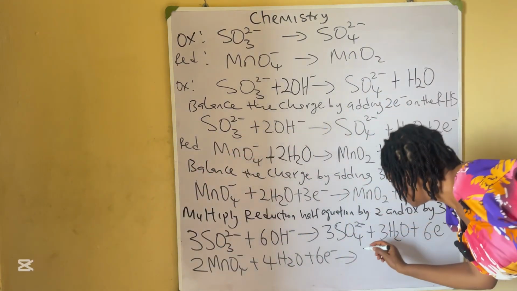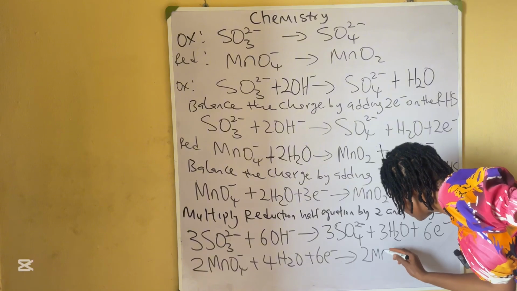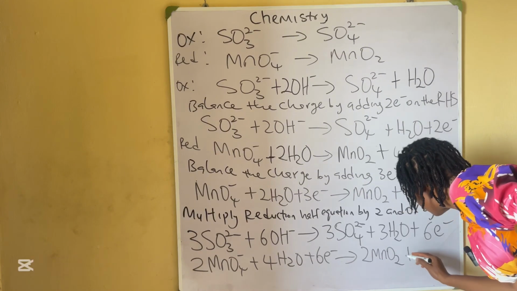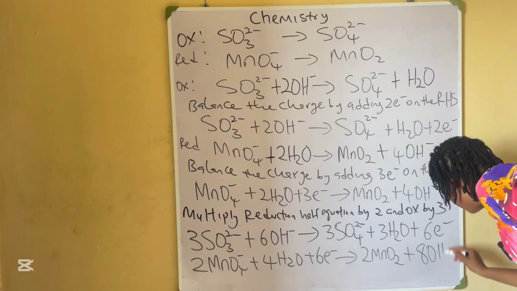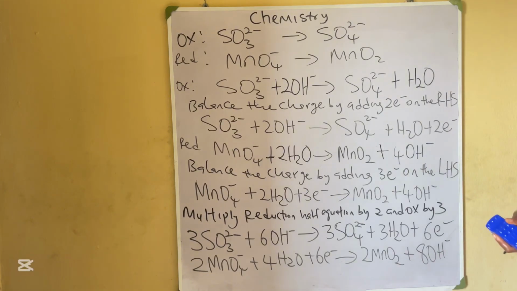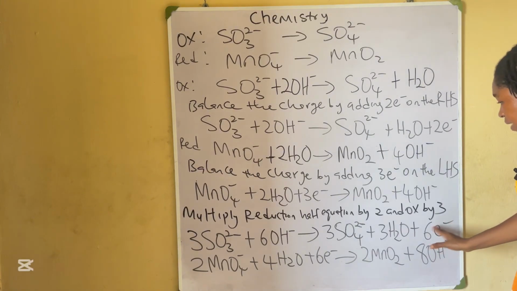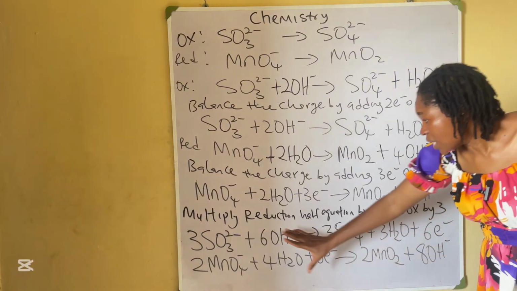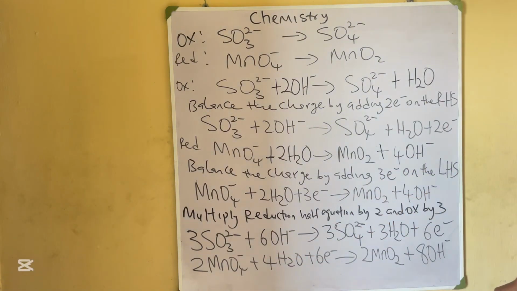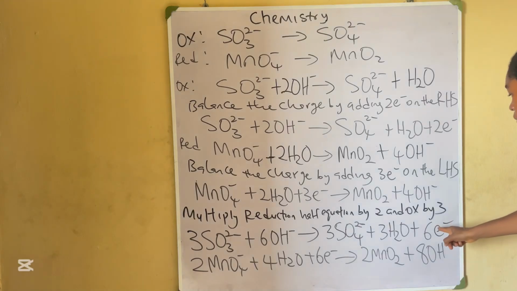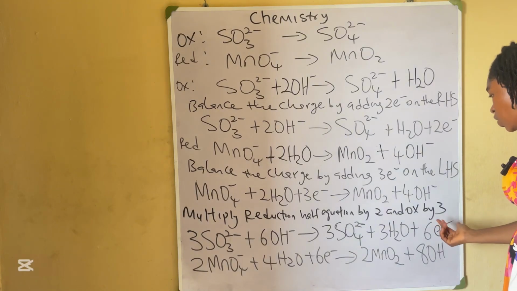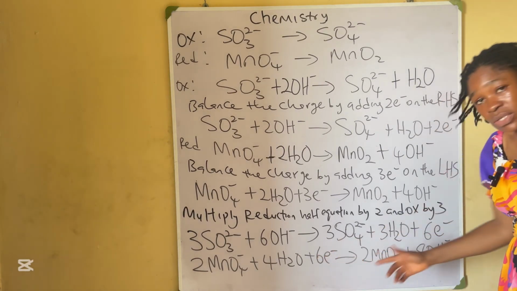So 2 times 4 is 8 OH minus. So as you can see, the electrons are the same. We're going to add this equation together. That's the next step, final stage. We're going to add the equations together. These electrons will cancel each other. So that is 6 minus 6, that is 0, they cancel each other.